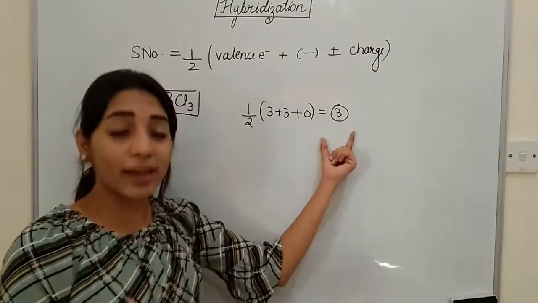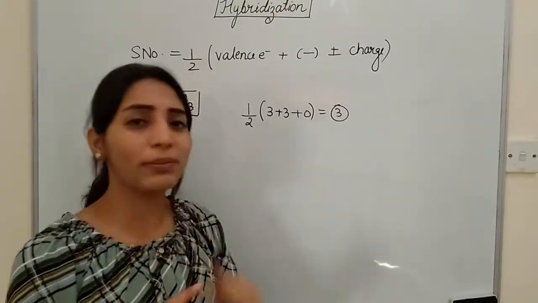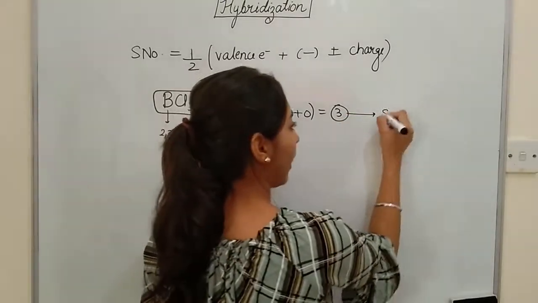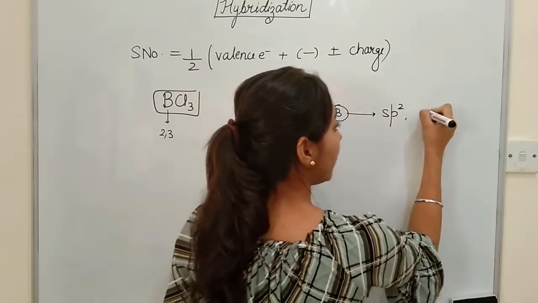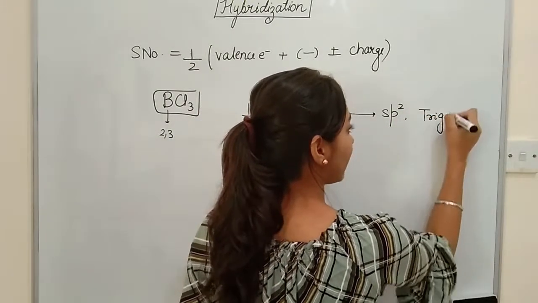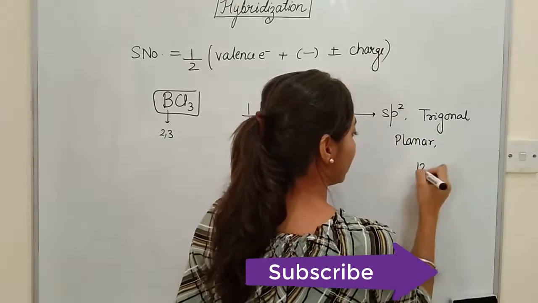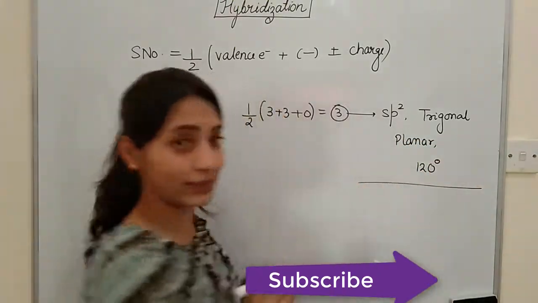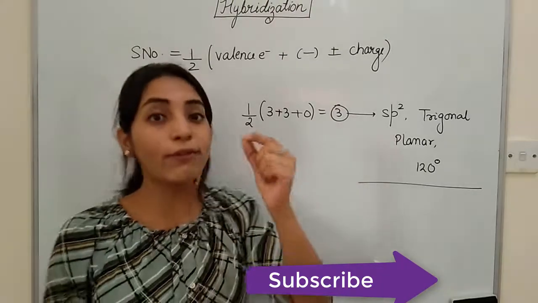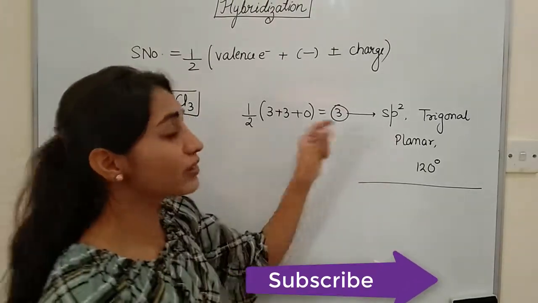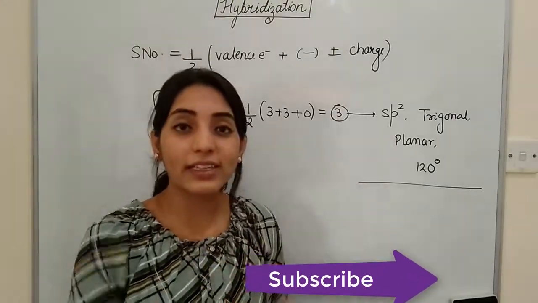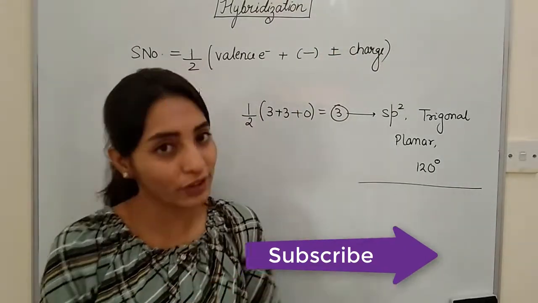Now, as soon as the number comes out to be 3, I told you in my previous video that the hybridization is sp2, the shape is trigonal planar, and the bond angle is 120 degrees. This was just a shortcut to find the answer. Now let me tell you the detailed procedure for the same.